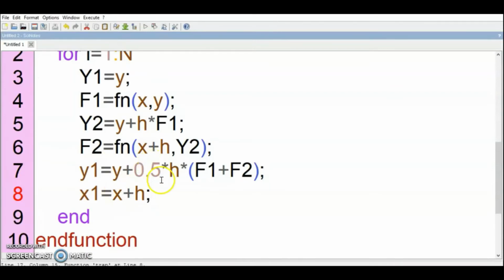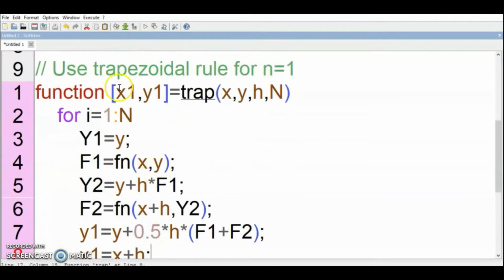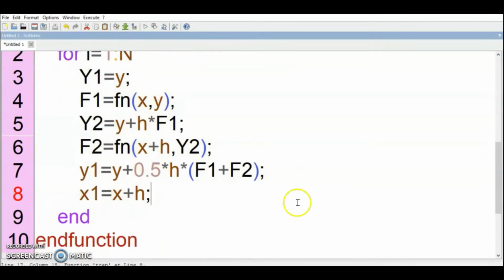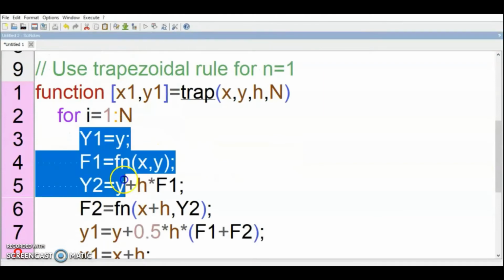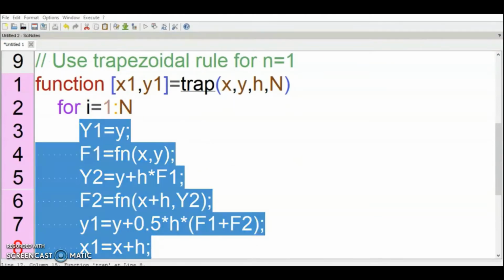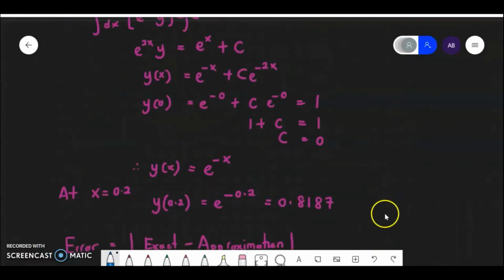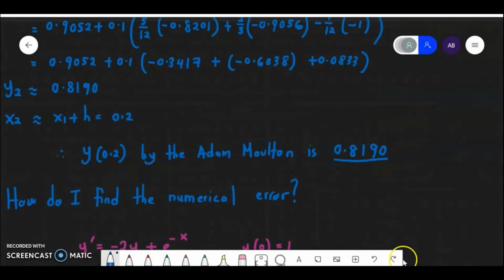Okay, so this is the trapezoidal rule. This is my output as x1, y1. So this is one step. Now again, all this code here, whatever I've written here, should be exactly the same as what I have explained on my whiteboard.